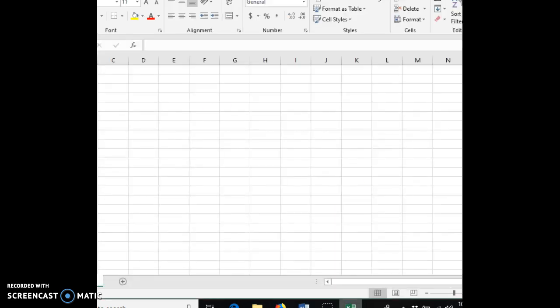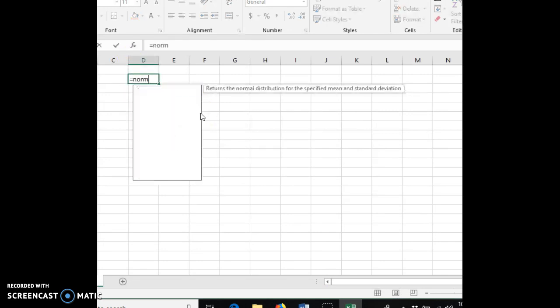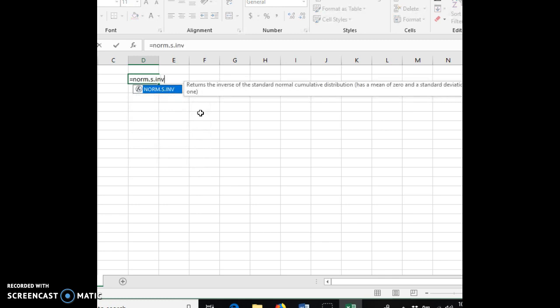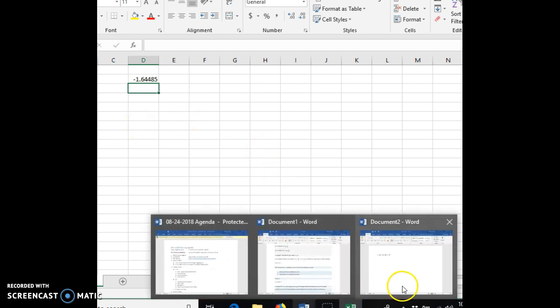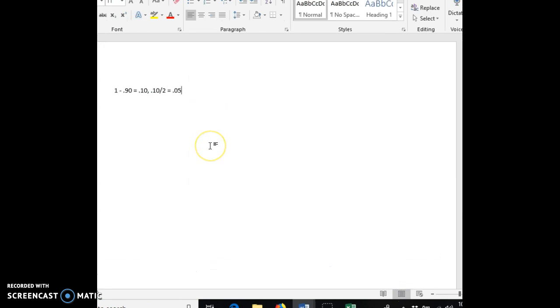All right, so let's go to Excel, and we're going to use a command that we've used before, equals NORM.S.INV, and we're going to put in the probability of 0.05. And it gives us negative 1.645. I'm going to call it at 3 decimal places. Now, there's actually 2 z values going on there. There's both the negative 1.645 and the positive 1.645.